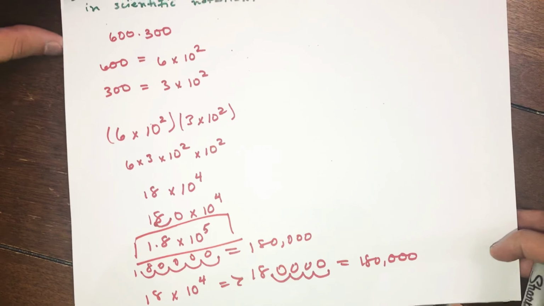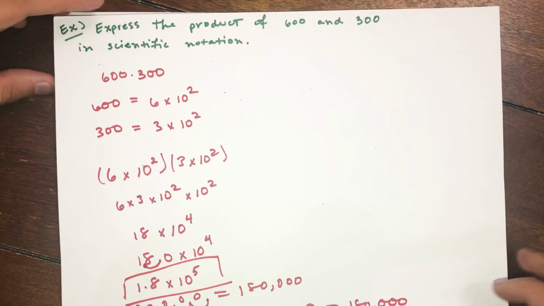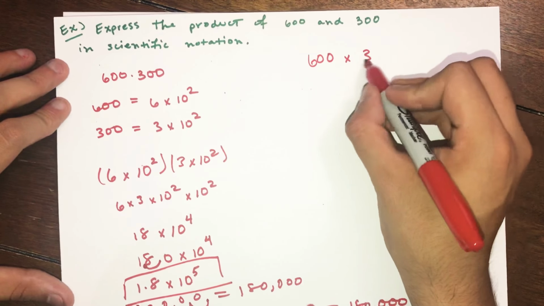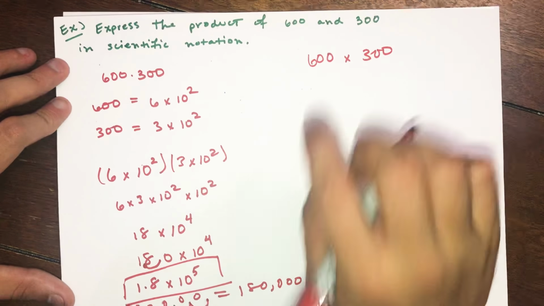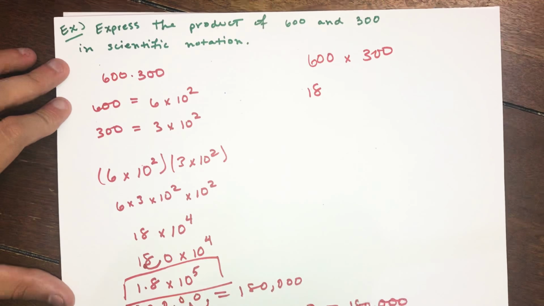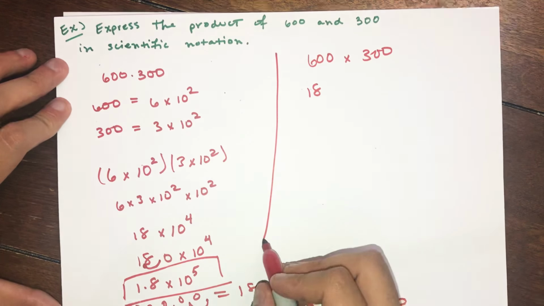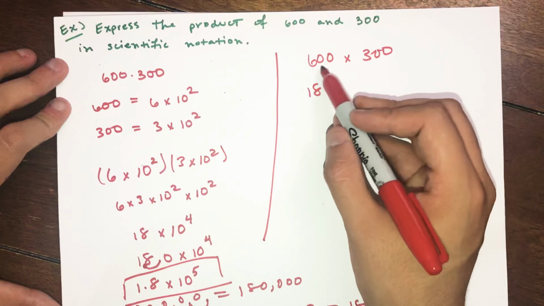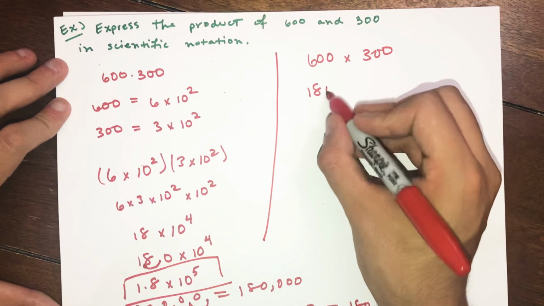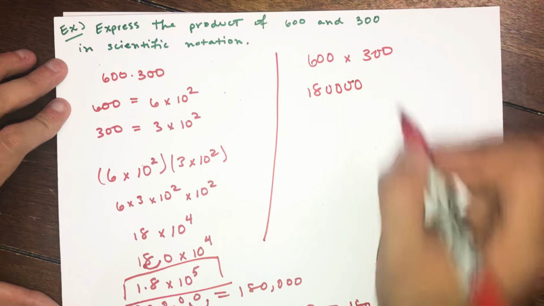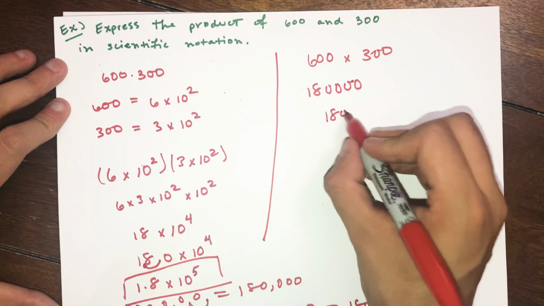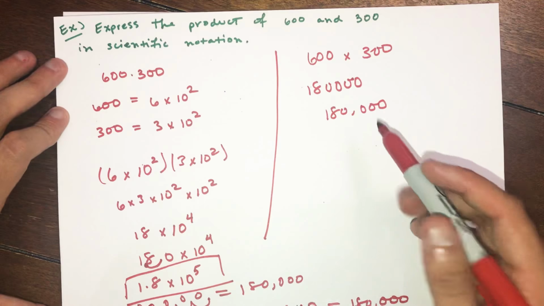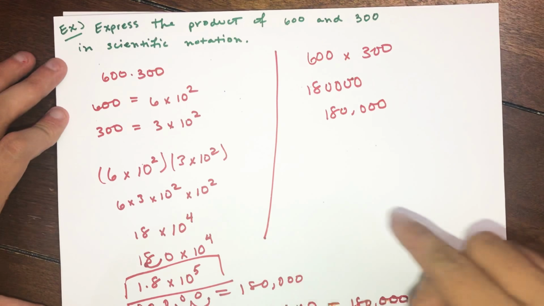Let's look at the same problem using the other method. So let's see, 600 times 300. Well, 6 times 3 is 18. There's 1, 2, 3, 4 zeros. So now you already have 180,000. And now this is in standard form, we just need to convert it to scientific.